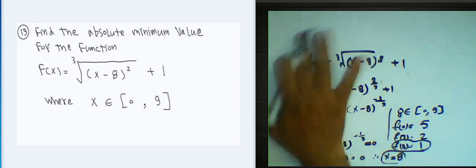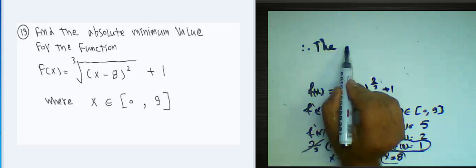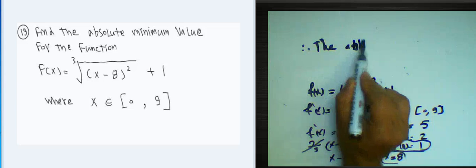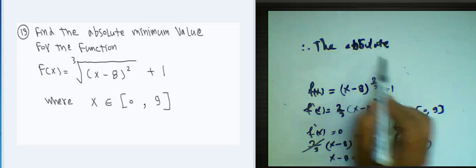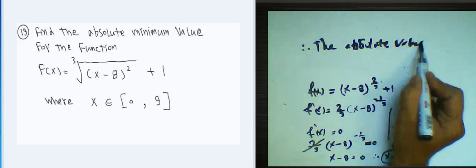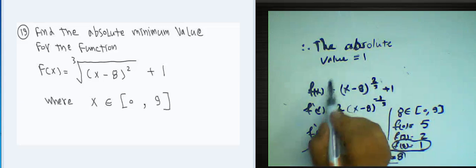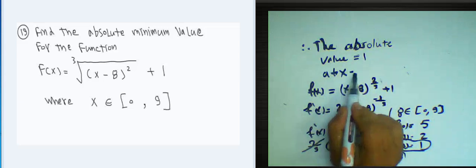You can write here: then the absolute minimum value equals 1 at x equal 8.